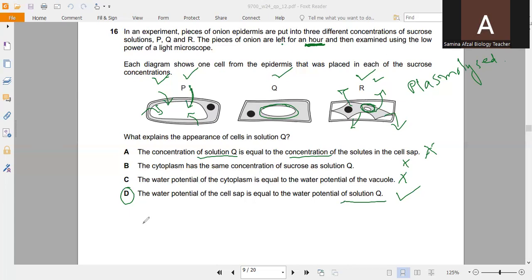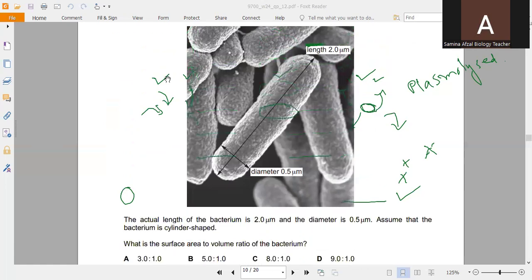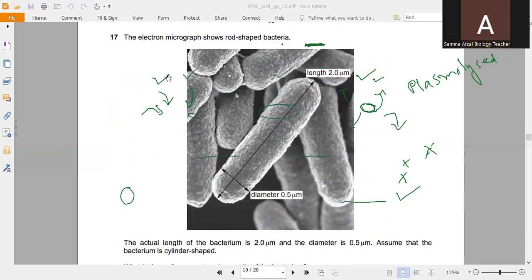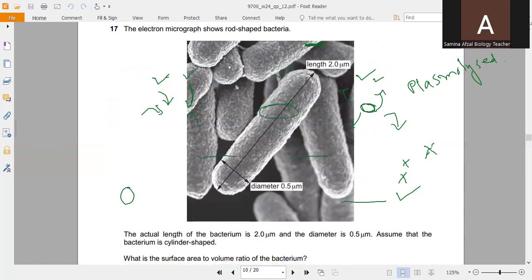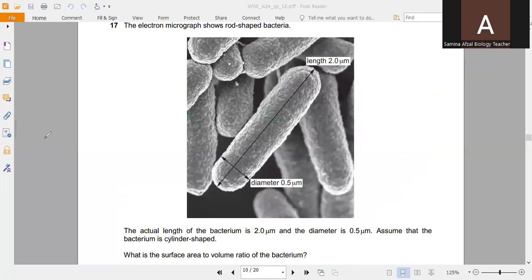Now we are moving towards the next question. Question number 17. You can see the electron micrograph shows rod-shaped bacteria. They have shown us the rod-shaped bacteria, and they have given us the length, which is 2 micrometer, and the diameter of the bacteria is 0.5 micrometer.